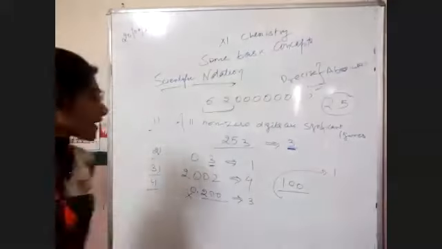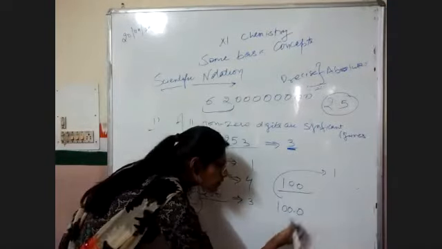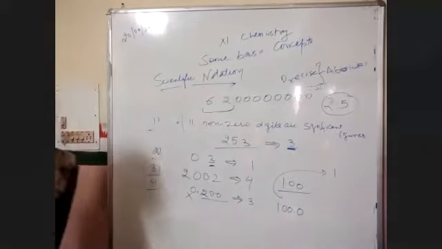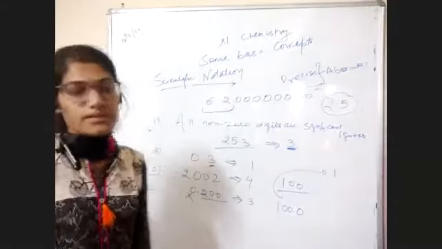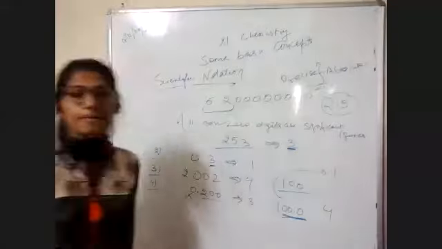Okay, and if we are having 100.0, then there would be 4 significant figures. All zeros are counted because there is a decimal.